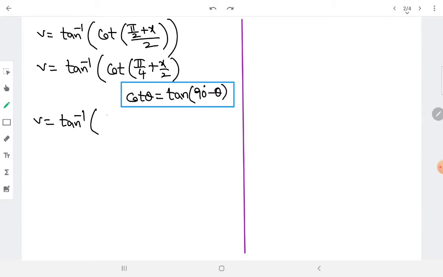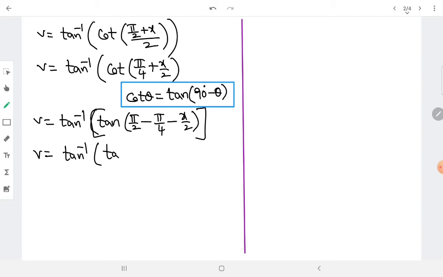So the whole term, it's like theta here. So with this we can write it as tan of 90 minus, what is 90? Pi by 2 minus theta. Theta means this is called theta. Since it is minus, we will multiply these two values by minus. So you'll get minus pi by 4 minus x by 2. So V is equal to tan inverse of tan, and here 90 minus pi by 4, 90 minus 45, is nothing but 45 minus x by 2, you can write it as it is.